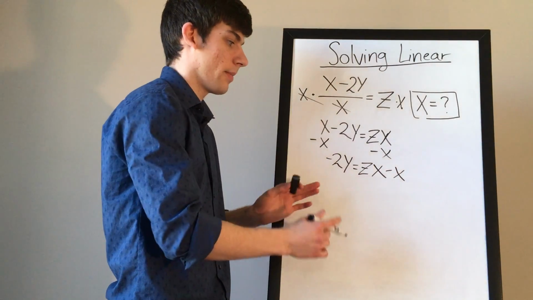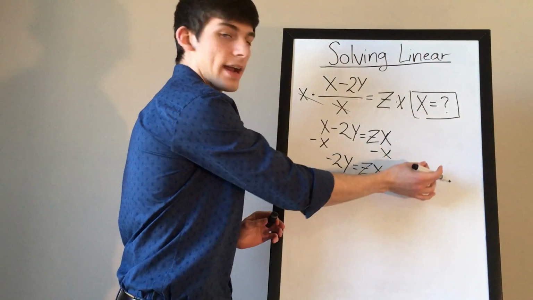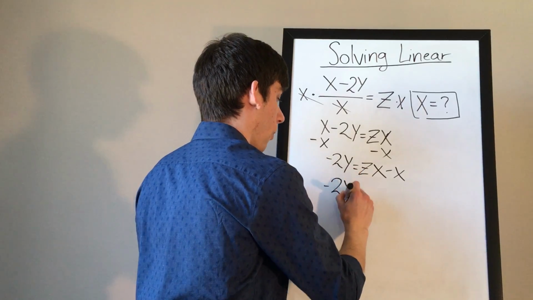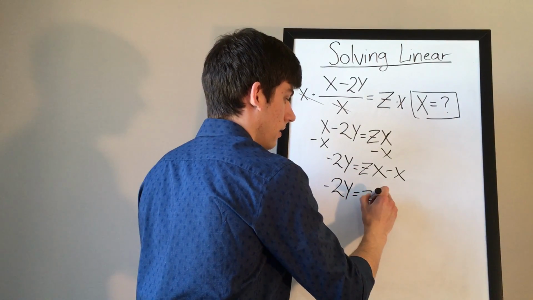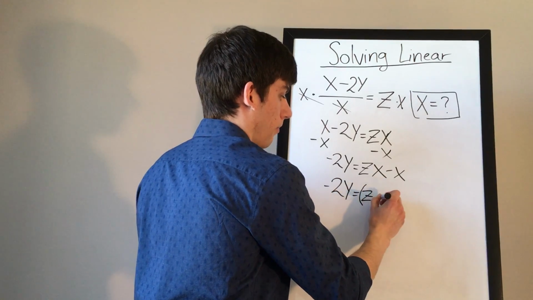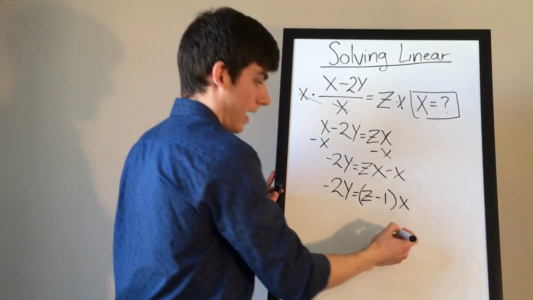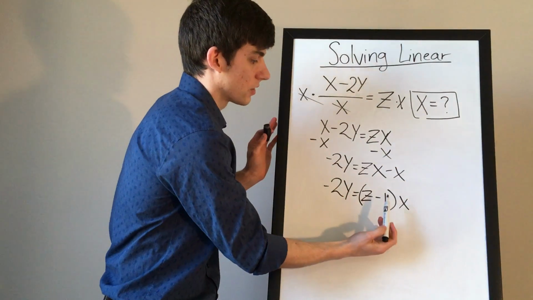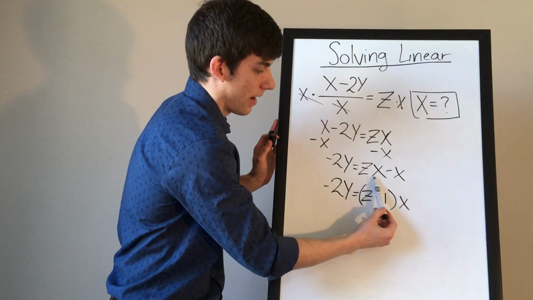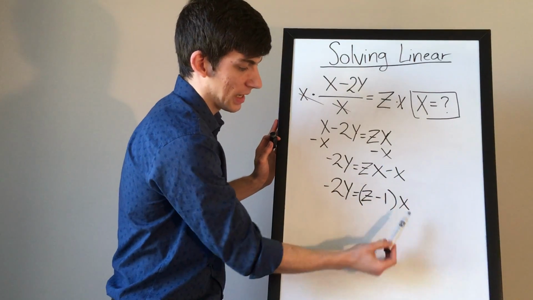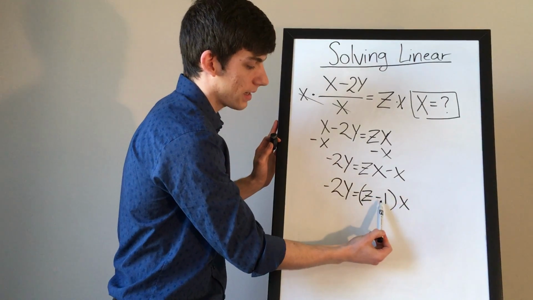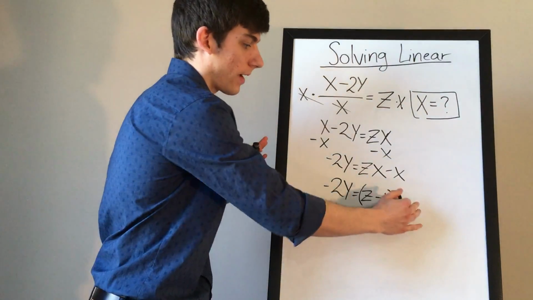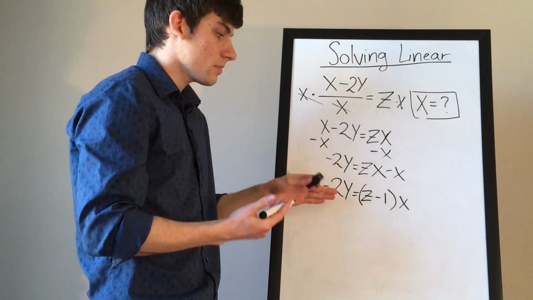It might be another letter, whatever you're looking for, just factor it out. So watch what will happen. What you'll get is negative 2y is equal to z minus 1, in parentheses, times x. Do you see what I did there? That's half the trick here. I factored out the x, so I divided everything here by x and put it on the outside. You can check again: if you multiplied this back in, you would still get zx minus x. So we factored that out, and now it's a lot easier.